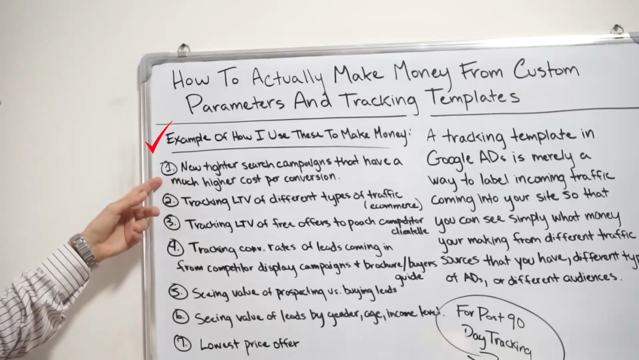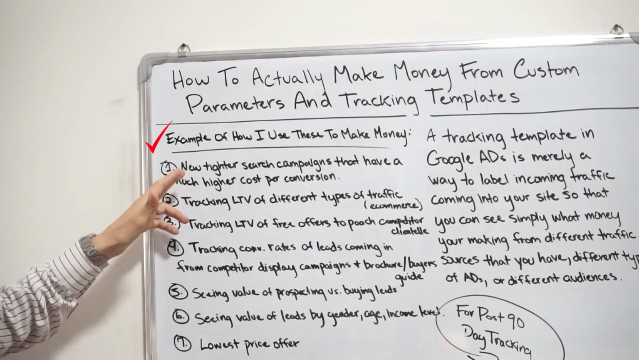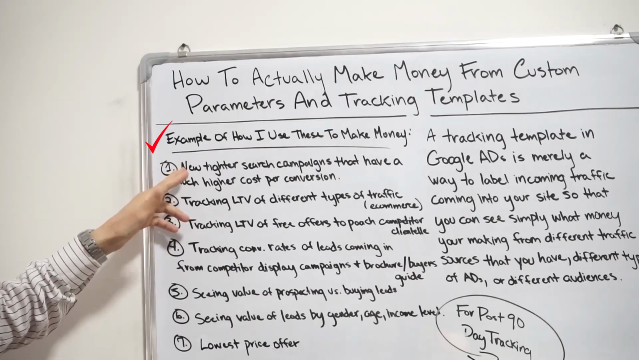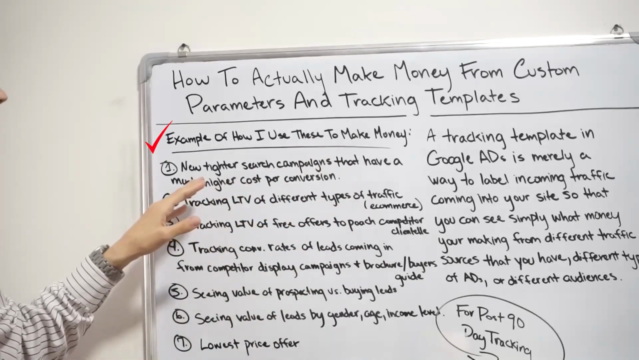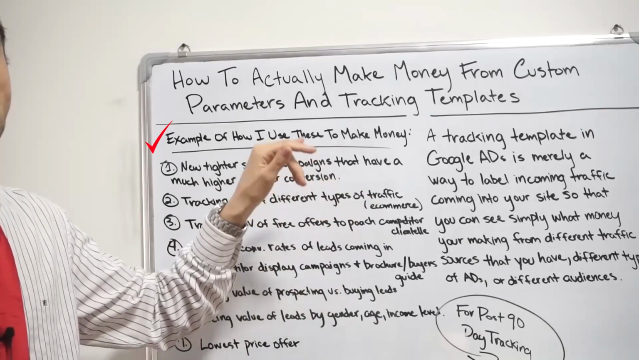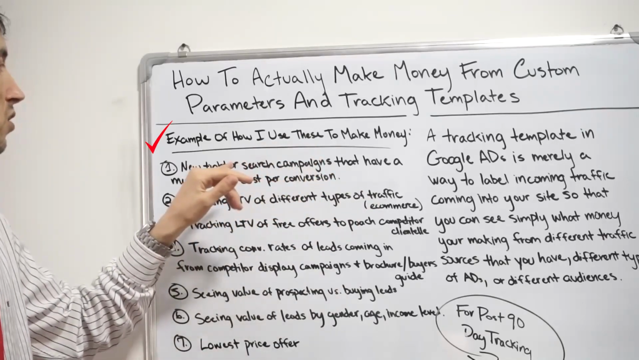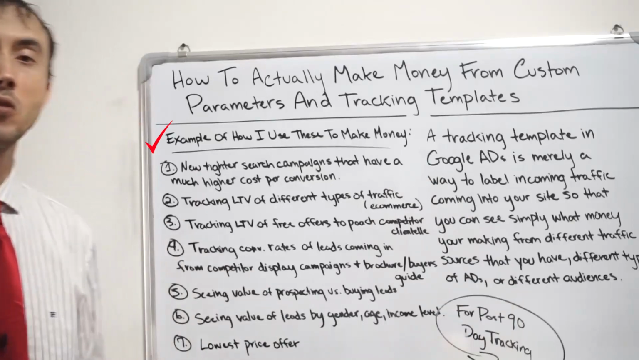So with that said, the first example I want to go over here is an example where you can use new tighter search campaigns that you set up that should have a much higher cost per conversion than the campaigns that you had before, to justify the higher cost per lead that those new campaigns will generate.